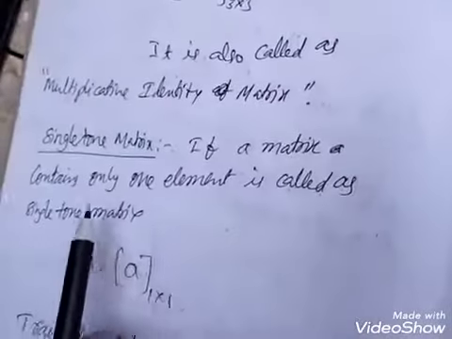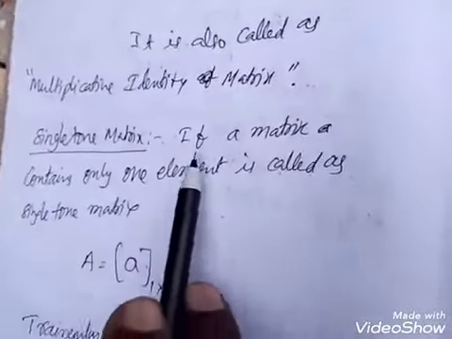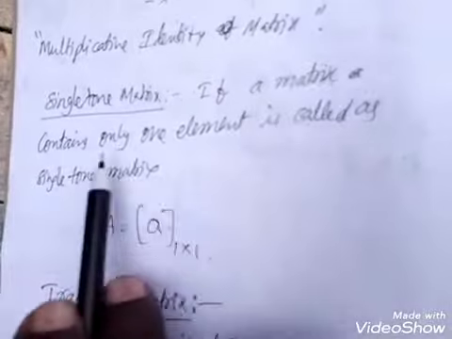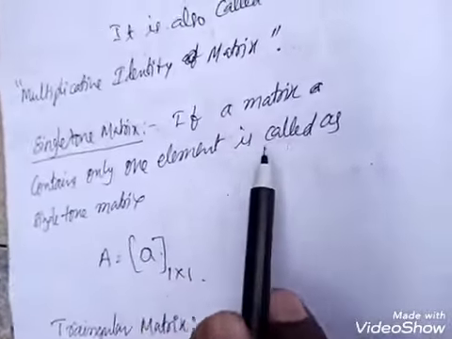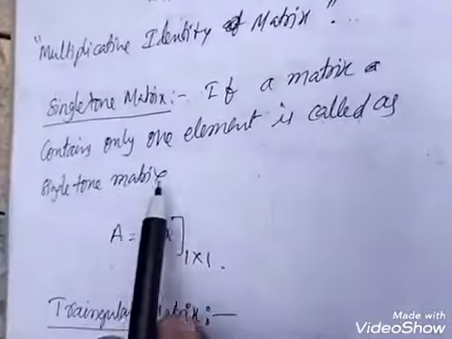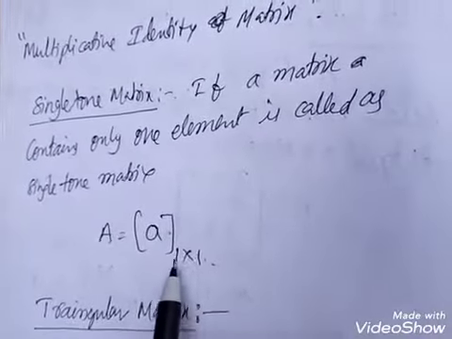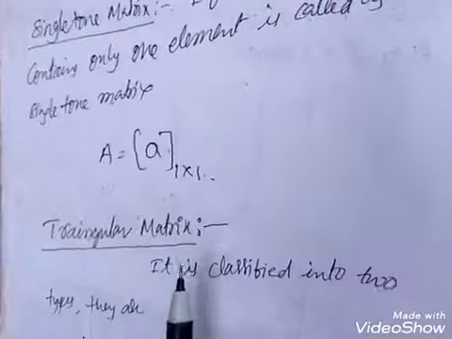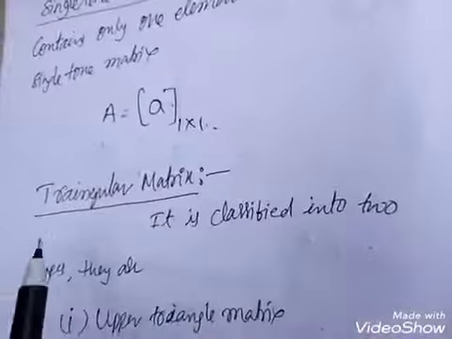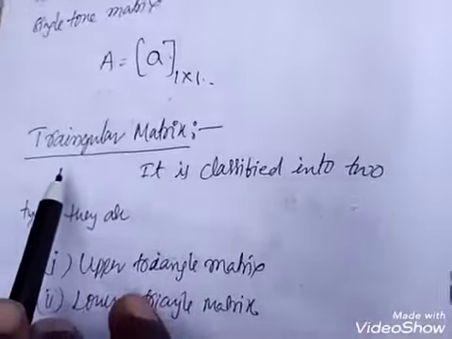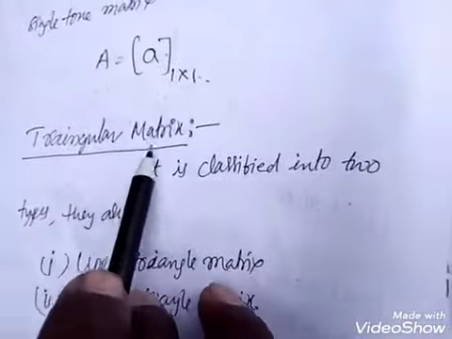Now the singleton matrix. What is a singleton matrix? If a matrix contains only one element, it is called a singleton matrix. Now A is equal to, then what you get is only one element, a 1 by 1 matrix. The 1 by 1 matrix is called a singleton matrix. Now further we are entering into one concept which is not in your textbook, that is the triangular matrix.